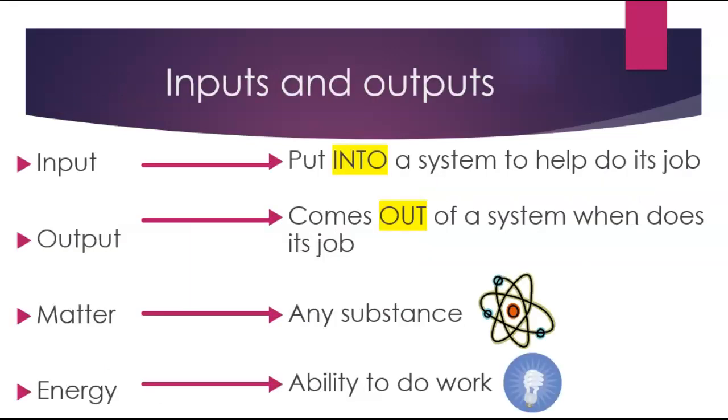Okay, so what we want to look at for our vocabulary today are inputs and outputs. You probably already know the words matter and energy. Just to review, matter is any substance that has mass and takes up space. So anything that you can think of, air, water, stuff, molecules, anything made of atoms and molecules. Energy is that ability to do work. There's lots of different types of energy, but the input is what's put into a system to help it do its job.